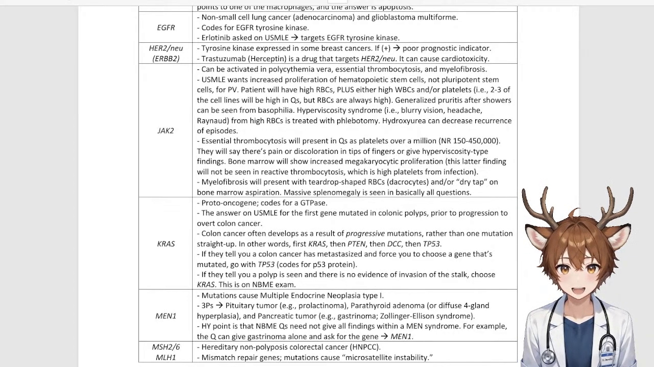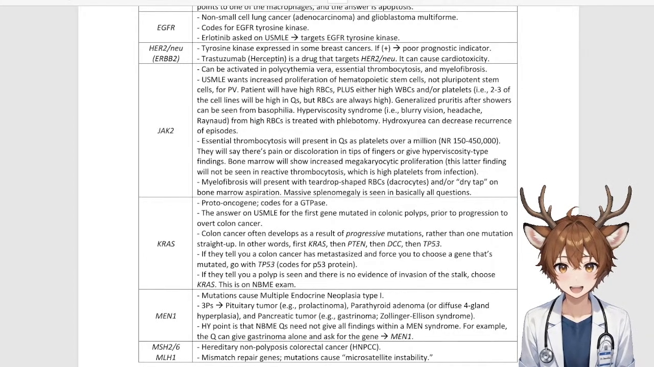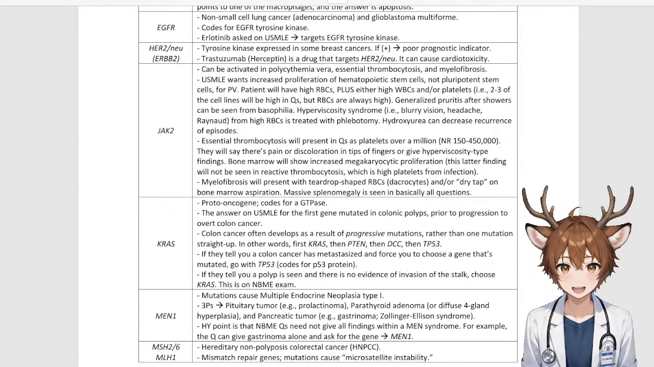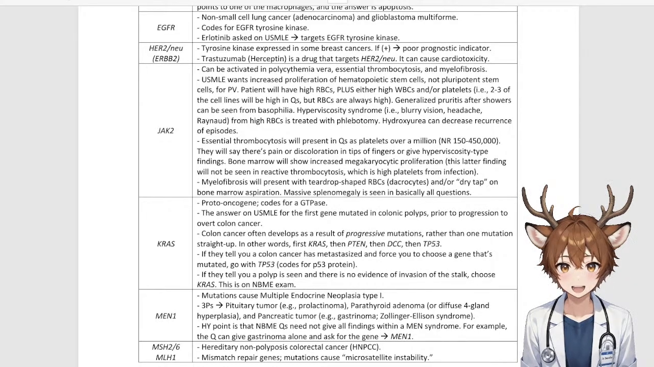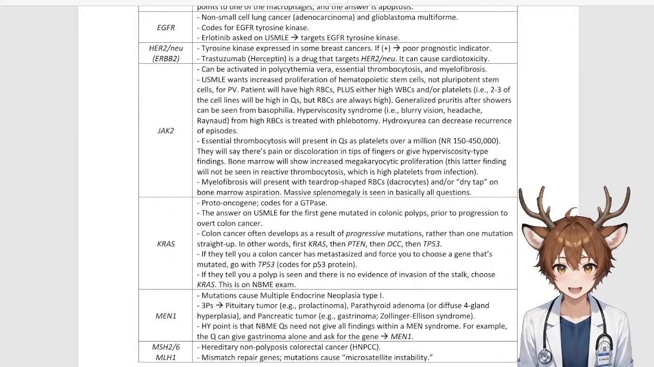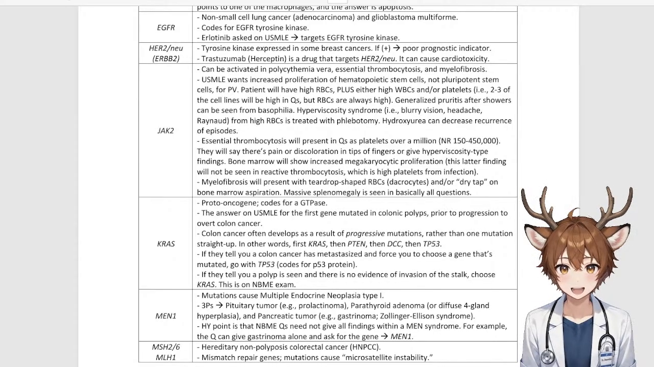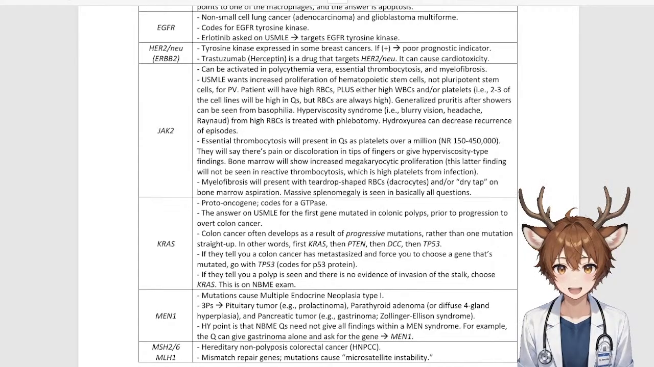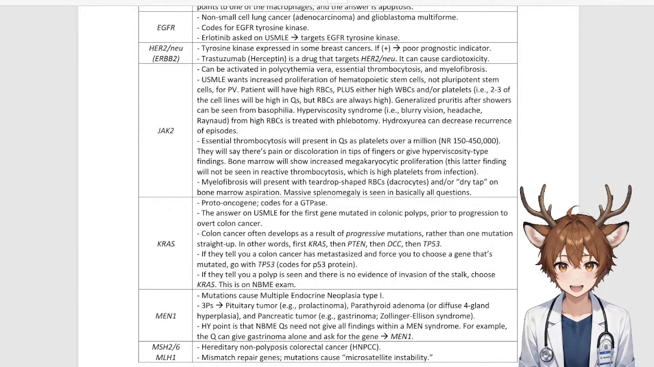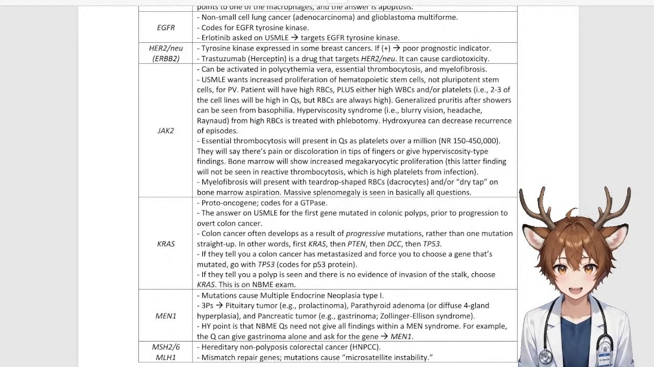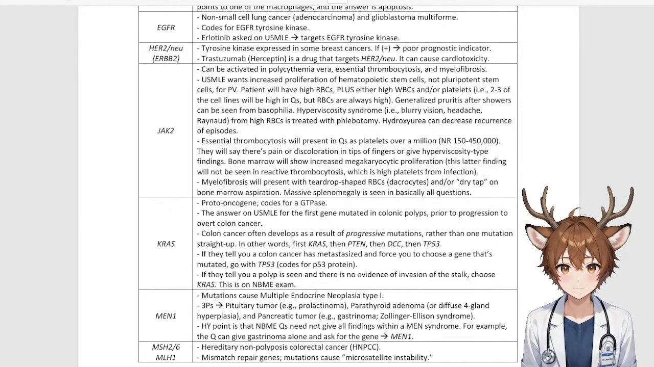Essential thrombocytosis will present in questions as platelets over 1 million, normal range is 150,000 to 450,000. They will say that there's a pain or dislocation in tips of fingers, or give hyperviscosity type findings. Bone marrow will show increased megakaryocytic proliferation. This latter finding will not be seen in reactive thrombocytosis, which is high platelets from infection.